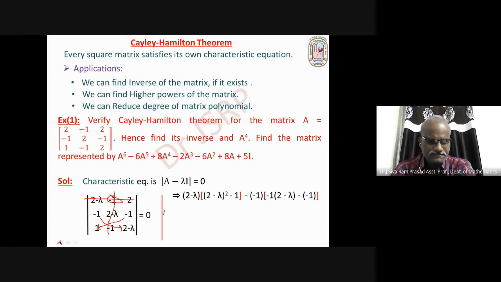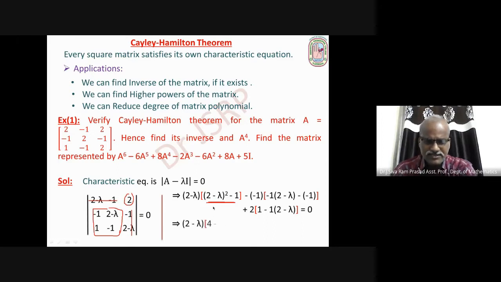Next, plus this element plus 2 into, remove first row and first column. So the determinant of this: plus 2 into minus 1 into minus 1, 1 minus 1 into 2 minus lambda, equal 0. So this is the expansion. First simplify this term.